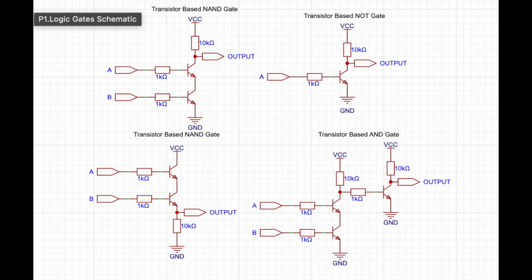The NAND gate works by the output being high normally, when VCC flows through the 10K resistor and out the output. However, when both inputs A and B are high, it causes the voltage to short to ground, which causes the output to go low, meaning the output is only low when both A and B are high. The NOT gate works in the same way except with one input. So VCC normally flows straight out of the output unless A is high, in which case the voltage will be shorted to ground and the output will go low.